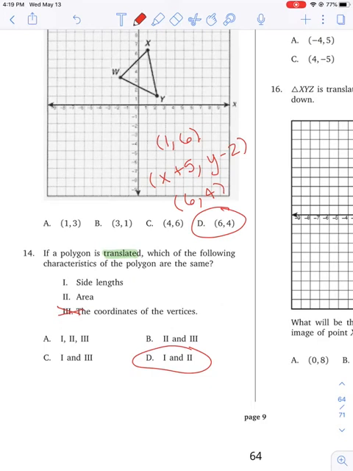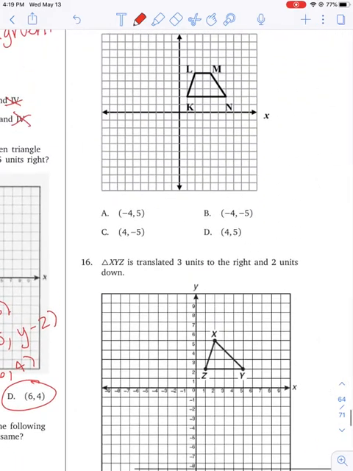And that's actually why we say they're congruent and not equal. If the coordinates were the same as well, the shapes would be equal to each other. But since it's moved over, we just say it's congruent.